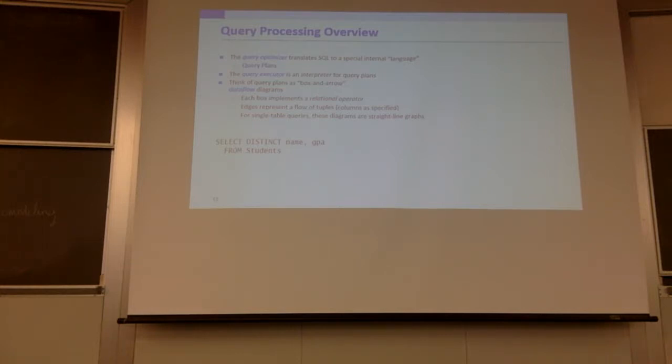Let's see an example. Suppose we have this query: select distinct name and GPA from students. Then you could come up with this plan. Suppose the optimizer produces this plan. It's basically the same as we talked about before. To do this query, you do a heap scan first. This is at the bottom. The heap scan produces all the tuples in the students table.